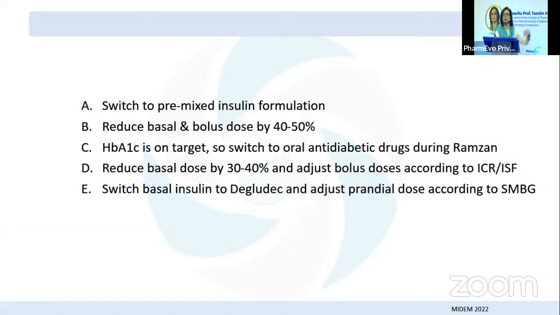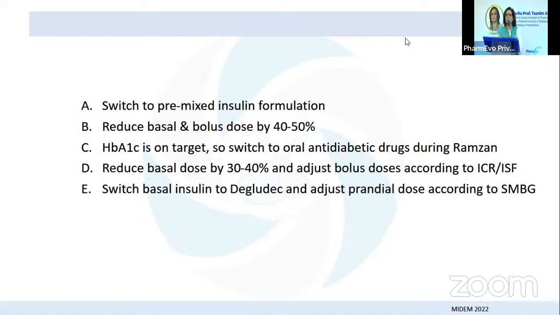Patients go from doctor to doctor and the good doctor says, stop the insulin, your sugar is fine, take tablets. Patient is happy and doctor is happy. But that's an ill-educated patient. They should know that insulin can never be stopped. Reduce basal dose by 30 to 40% and adjust basal bolus doses according to ICR and ISF. Yes. Switch basal insulin to degludec and adjust prandial dose according to SMBG or ICR, ISF.